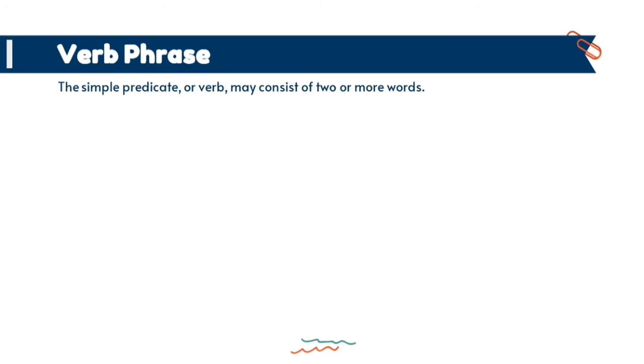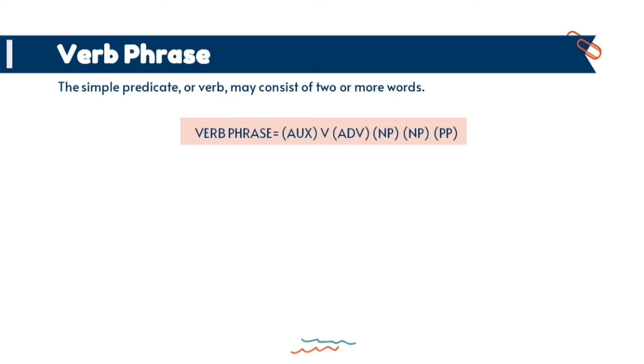Okay, then we will talk about verb phrase. The simple predicate of verb may consist of two or more words. Jadi verb phrase ini verb yang dikombinasikan dengan beberapa kata. The formula is, the pattern of verb phrase is auxiliary, verb, adverb, noun phrase, and prepositional phrase.